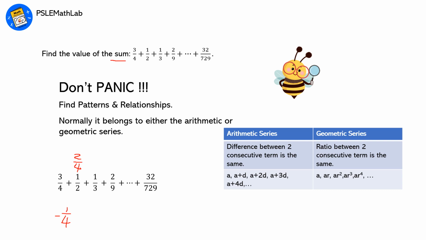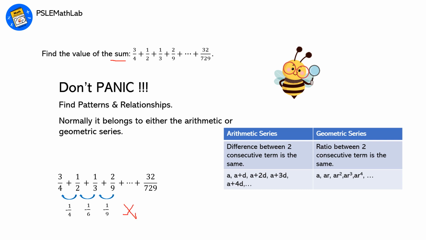So now let's look at the difference between the second and third term. Here is 3/6 minus 2/6, which is 1/2 minus 1/3, which is negative 1/6. So here we can see this cannot be an arithmetic series because the difference between the two consecutive terms is not constant. So here it is not an arithmetic series.